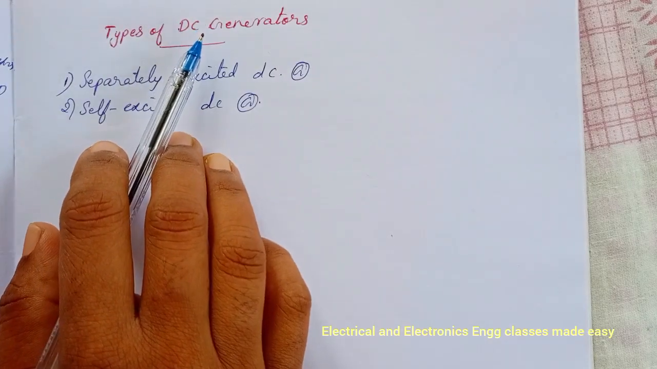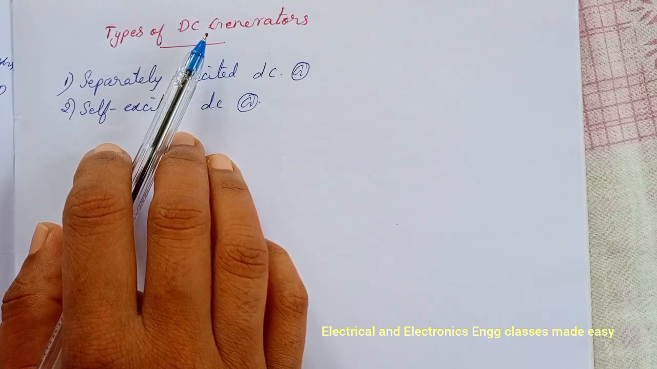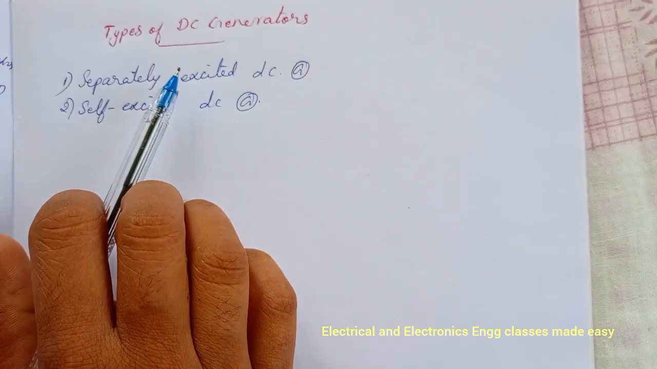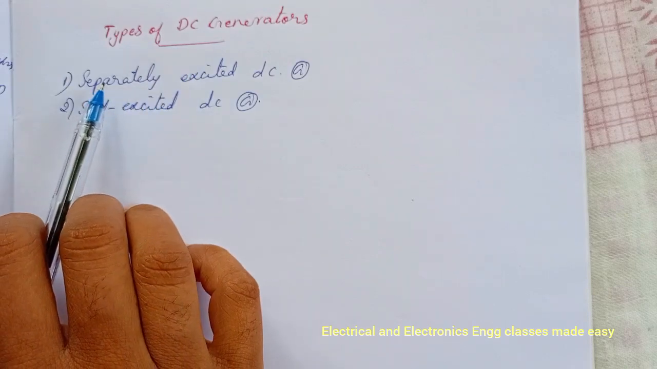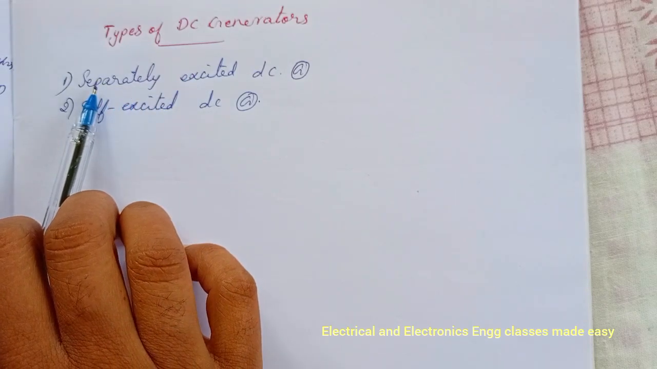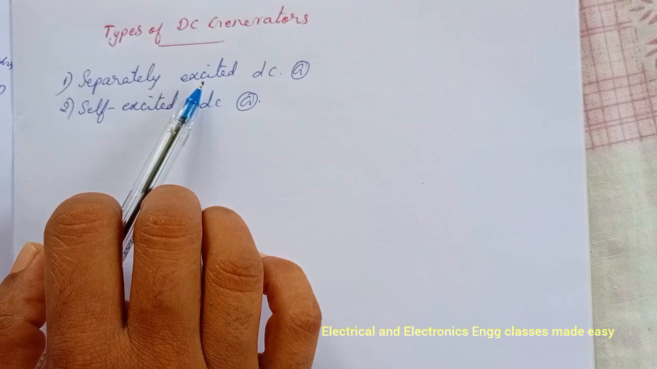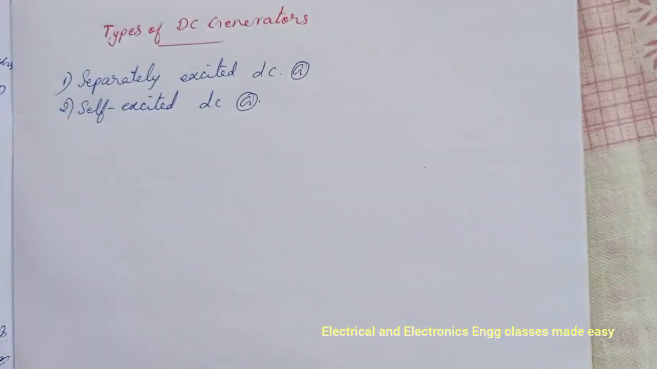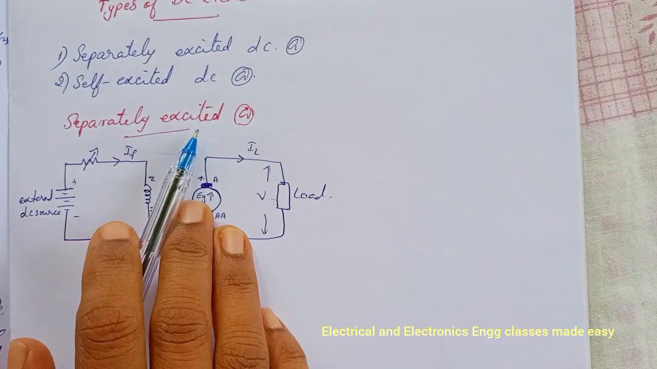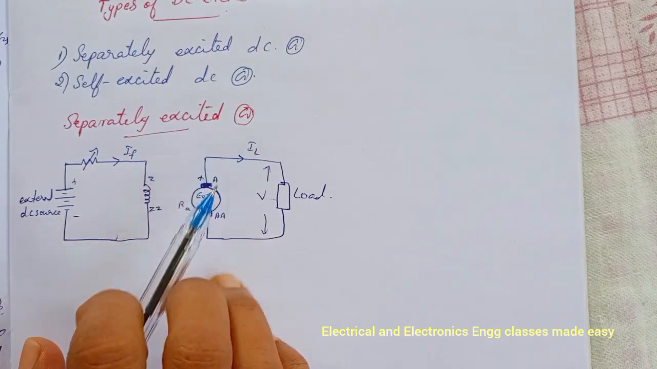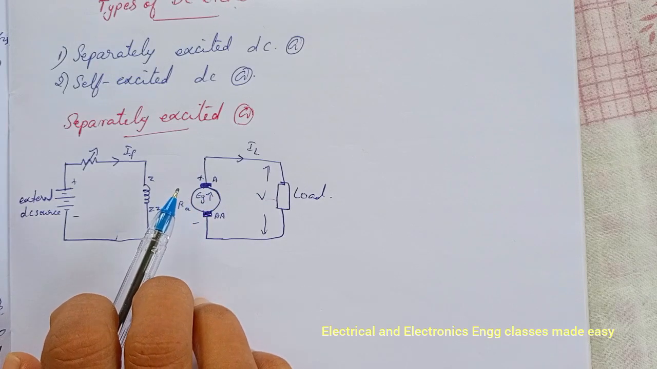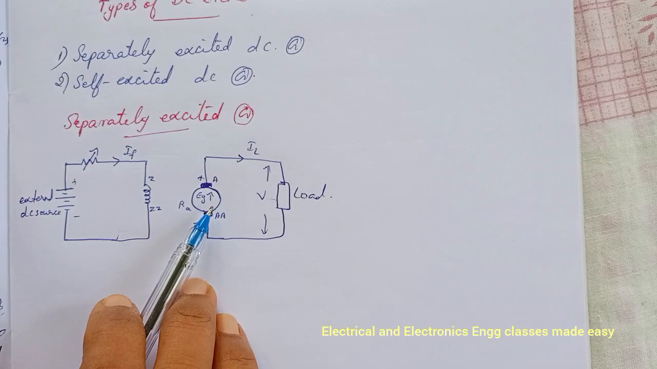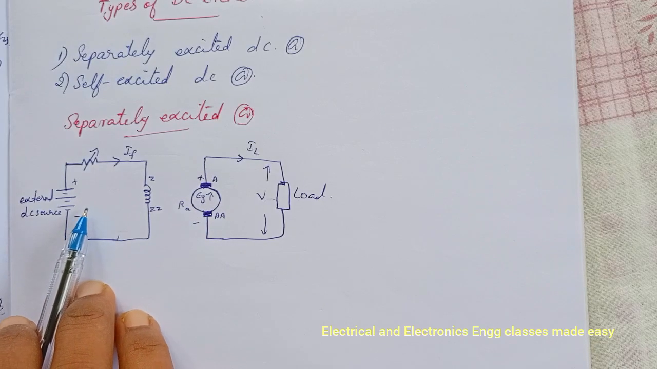The generators are usually classified according to the way in which their fields are excited. On this basis, the DC generators are divided into two, that is separately excited DC generator and self-excited DC generator. Separately excited generators: the separately excited generators are those whose field magnet winding is supplied from an independent external DC source.